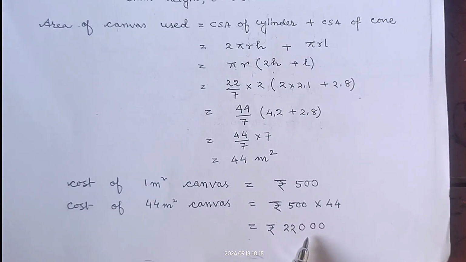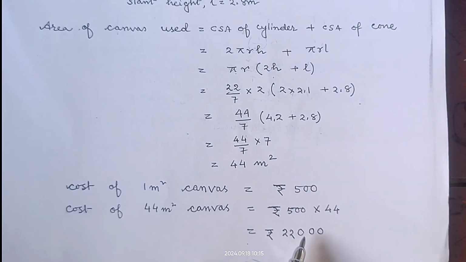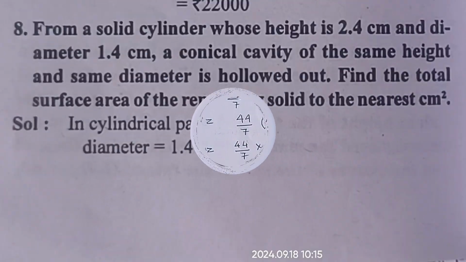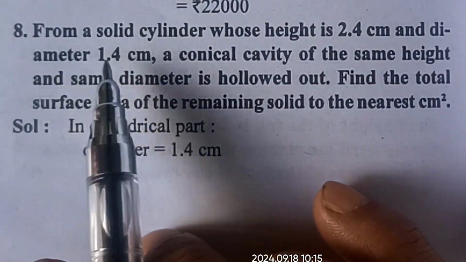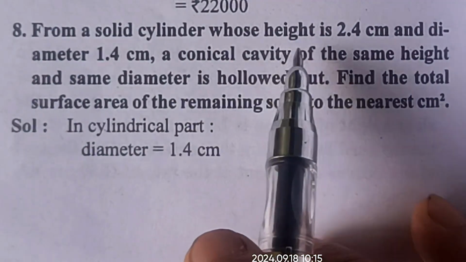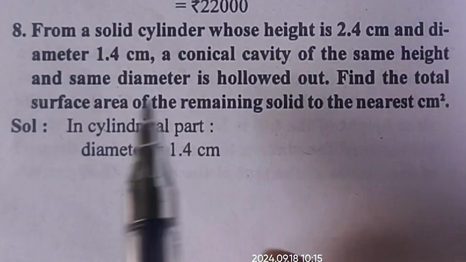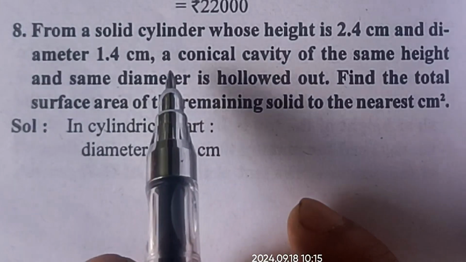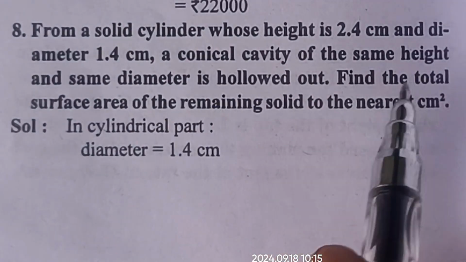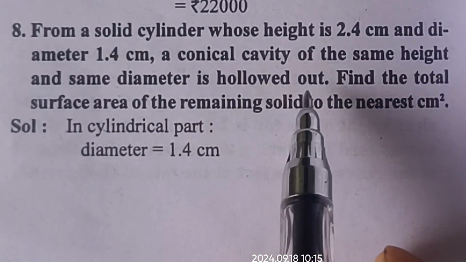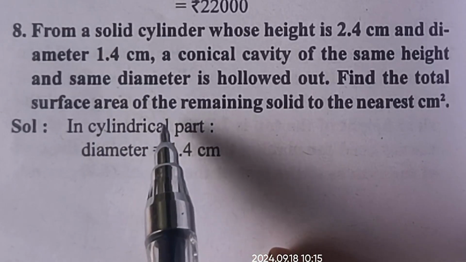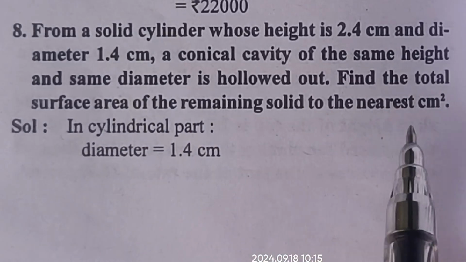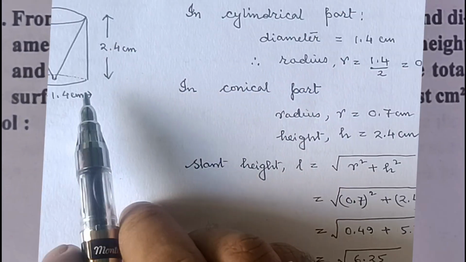Therefore 22,000 is the cost of canvas required to make the tent. In question number 8 it is given, from a solid cylinder whose height is 2.4 cm and diameter 1.4 cm, a conical cavity of the same height and same diameter is hollowed out. Find the total surface area of the remaining solid to the nearest centimeter square.